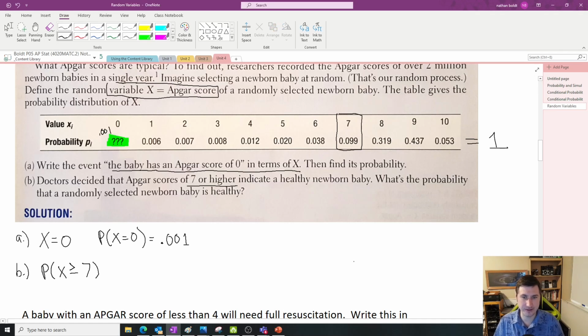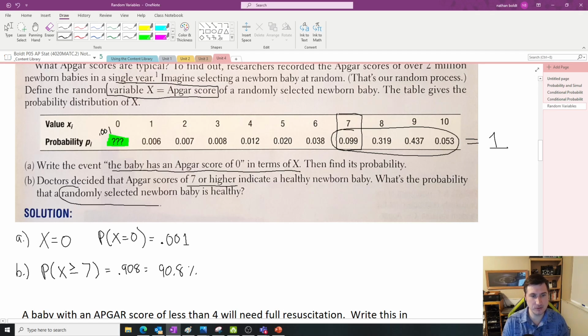7 or higher there. So all we have to do is add those probabilities up. So 7 or higher would be these right here. Add those up. All right, so 0.099 plus 0.319 plus 0.437 plus 0.053. So 0.908. So there is a 90.8% chance that a randomly selected newborn baby is healthy.